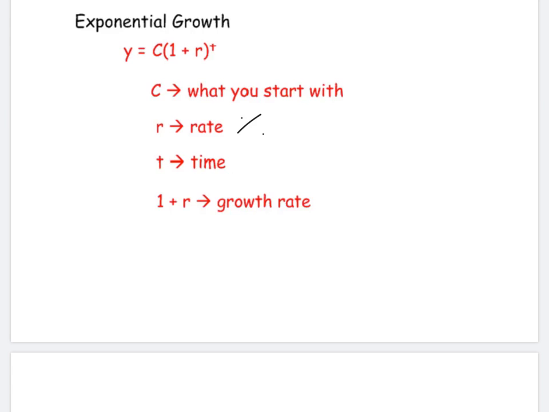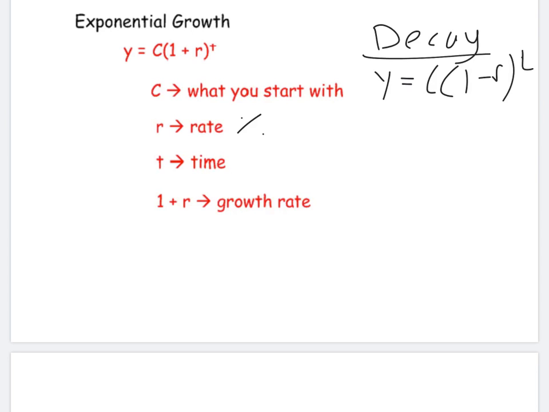If it was exponential decay, the only difference between the formulas would be y equals c times 1 minus r to the t power. Otherwise, the exact same values for every other thing.